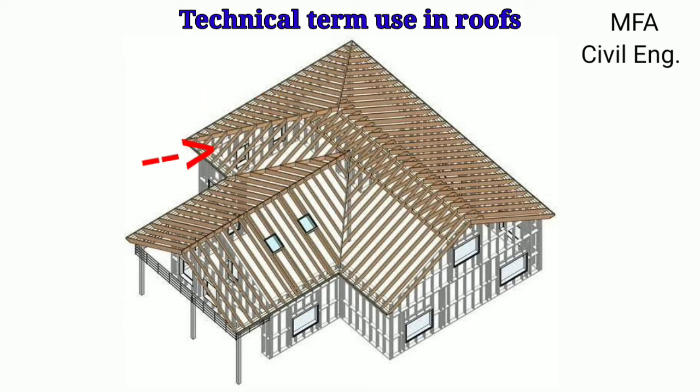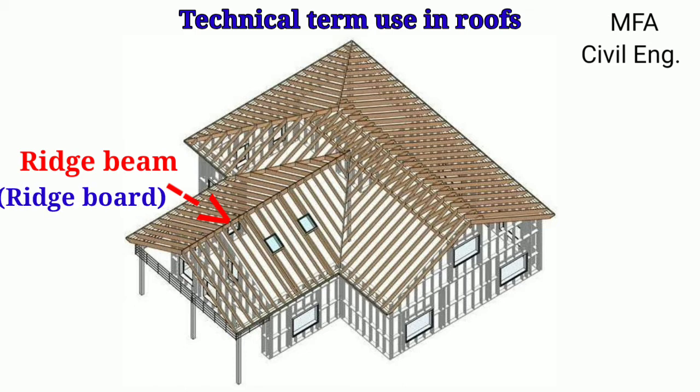The rafter, whose length is short and which runs from the hip or valley to the eaves, is called the jack rafter. The horizontal member made of wood that acts as a beam and provides the apex of the pitch roof is termed the ridge beam. Wooden common rafter is fixed to the ridge beam. It is also termed the ridge board or ridge piece.